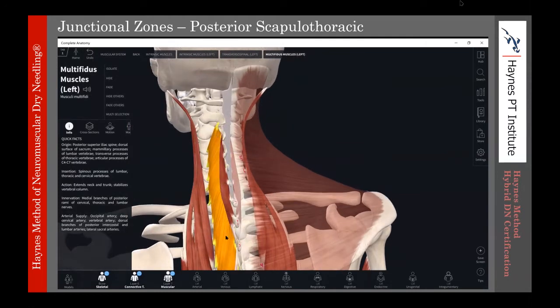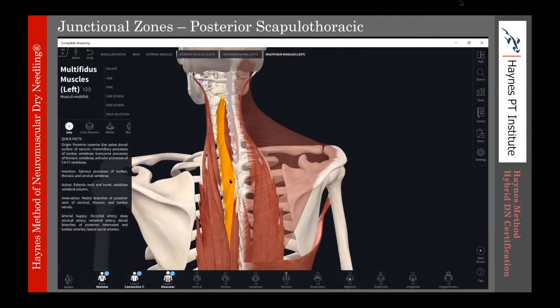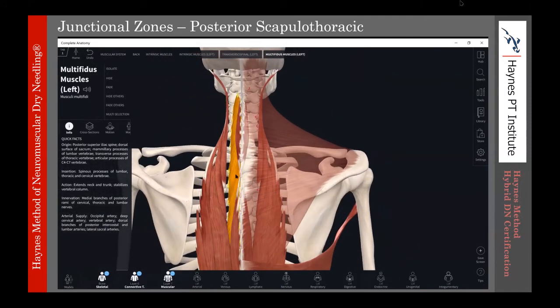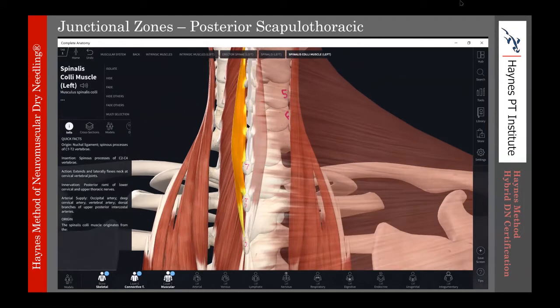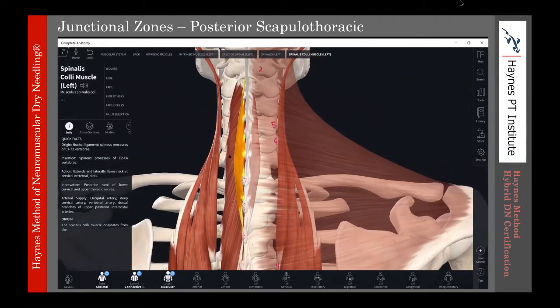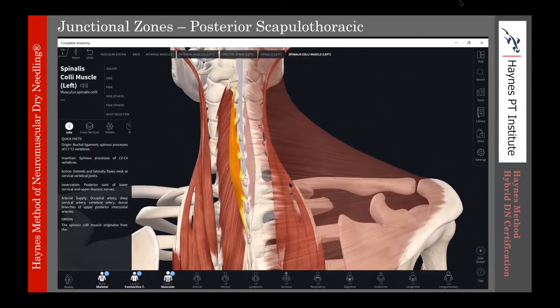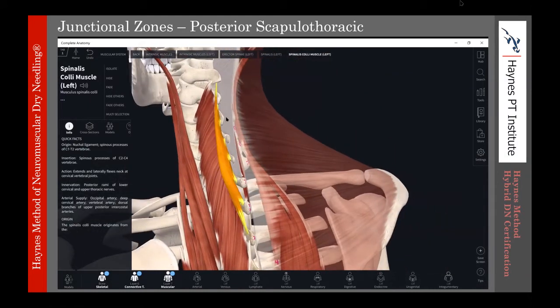And again, it is the prime stabilizer in the spine, cervical, thoracic, and lumbar. Then we'll move from multifidus onto the spinalis. We have both the spinalis cervicis muscle and a thoracis. In the cervical spine, here our origin is the nuchal ligament and the spinous processes of C7 down to T2, so right through here. And then its insertion is into the spinous processes of C2, 3, and 4.